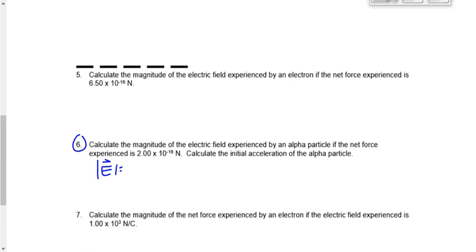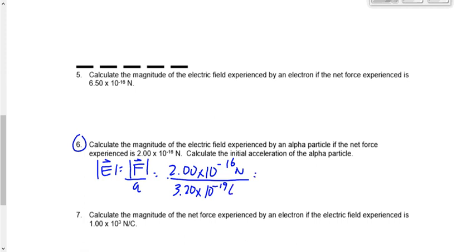We're going to say E is equal to F over q. The force is 2.00 times 10 to the negative 16 newtons, divided by the charge here of the alpha particle, which on our data sheet is 3.20 times 10 to the minus 19 coulombs. We do the math on that one, and it works out to be 6.25 times 10 to the 2, or we could just say 625 newtons per coulomb. Now, we want to find the acceleration. Okay, what's the rule in Physics 30 when you're looking for acceleration?